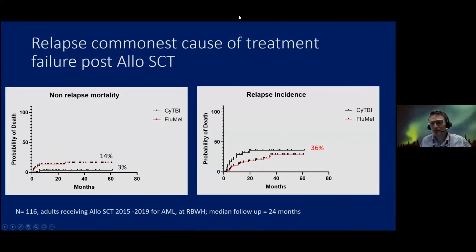But as you can see in the right-hand curves, we still have significant problems with relapse. And even in our myeloablative conditioning regimen, we see about a 36% relapse incidence. So relapse is our commonest reason of treatment failure from this treatment.